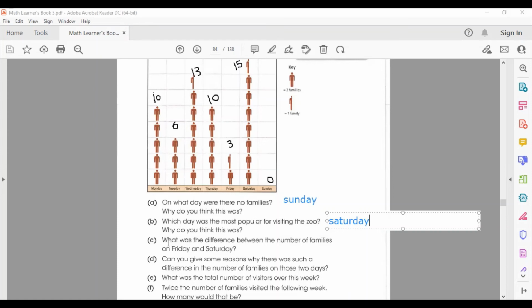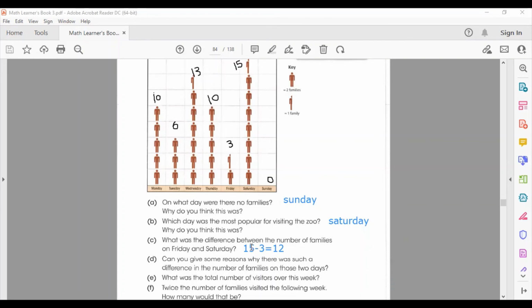That was the reason. What was the difference between the number of families on Friday and Saturday? Friday there are only 3 families, and Saturday 15. So 15 minus 3 equals 12. 12 families. Can you give some reason why there was such a difference in the number of families on those 2 days?